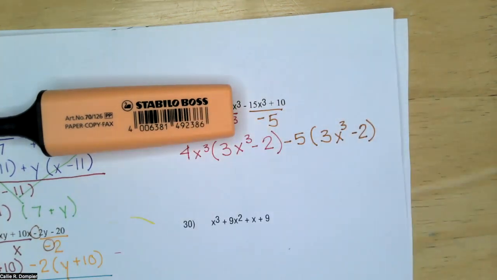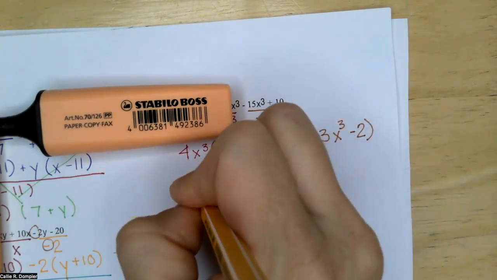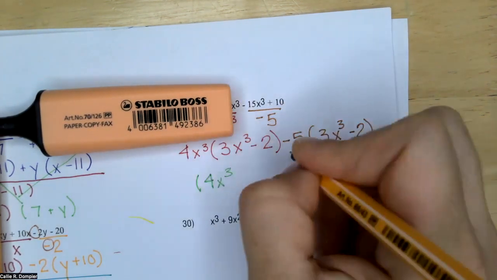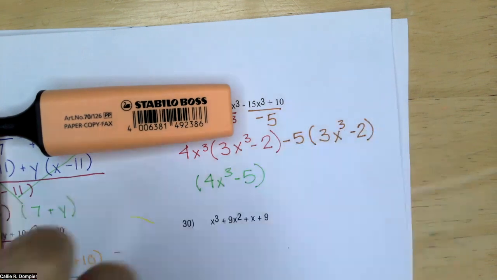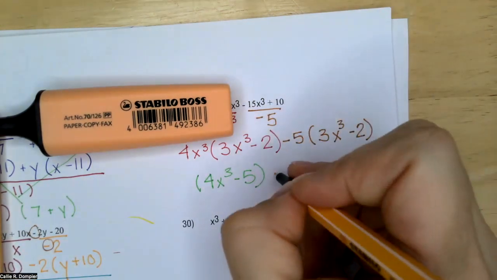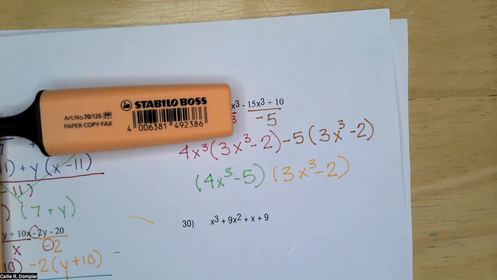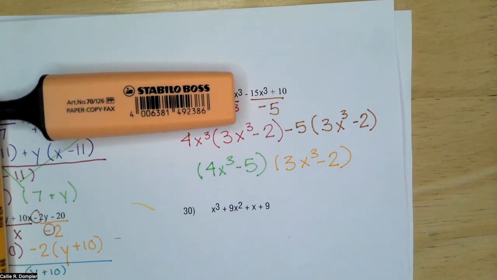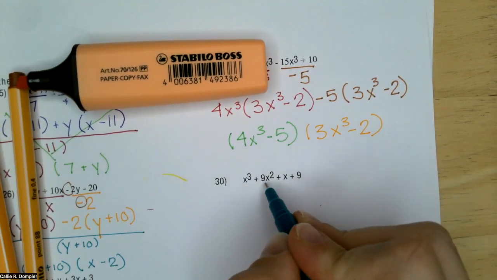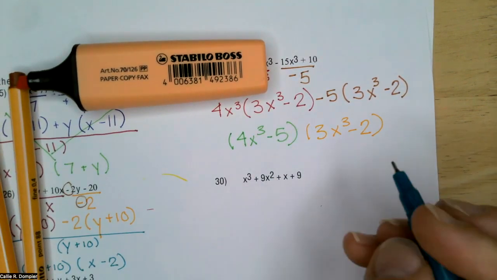So now I have 4x to the 3rd minus 5 times 3x to the 3rd minus 2. Good. All right, x to the 3rd plus 9x squared plus x plus 9.